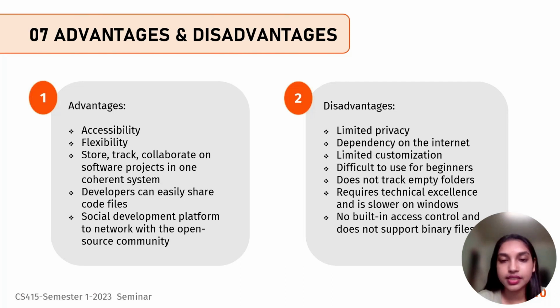Requires technical excellence and is slower on Windows. GitHub is a web-based platform, but sometimes when you are operating with GitHub desktop, the connection or the interlink between GitHub desktop and the web GitHub gets slow. No inbuilt access control and does not support binary files. This means that if I added some cache or binary files to my code, it may notify that this file has been corrupted.